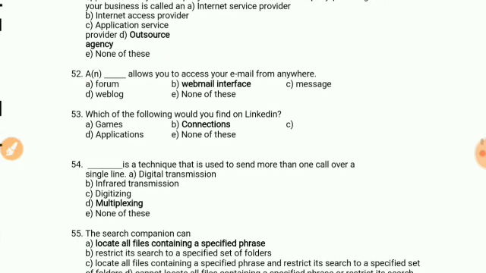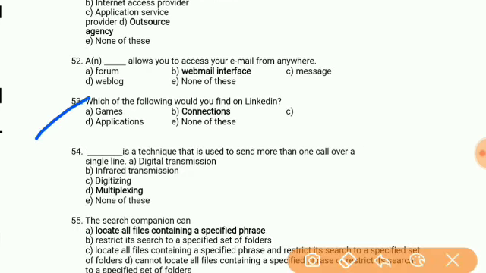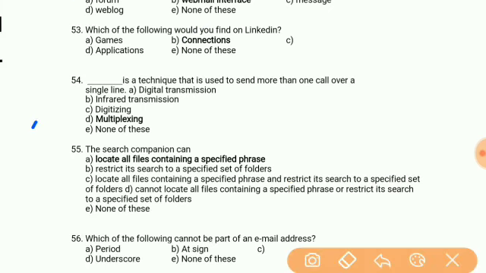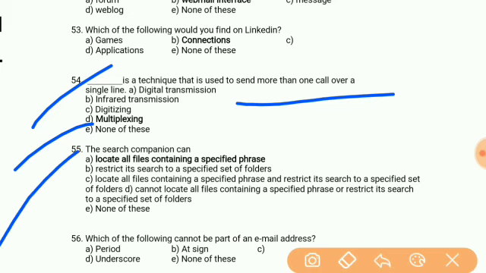Then which of the following would you find on LinkedIn? Connections, not games or applications. Then dash is a technique that is used to send more than one call over a single line, that is multiplexing. Multiplexing is a technique that is used to send more than one call over a single line. Then the search companion can locate all files containing a specified phrase.